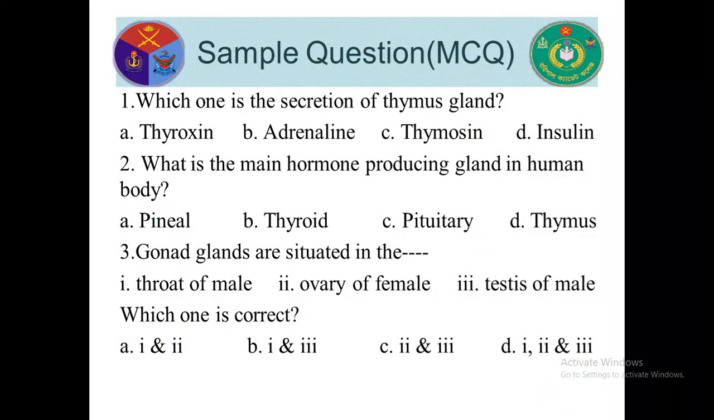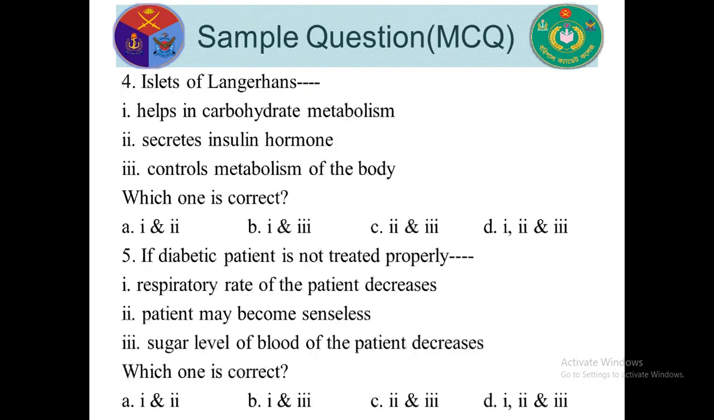Okay, your sample questions. First question: which one is the secretion of the thymus gland? A, thyroxine, B, adrenaline, C, thymosine, D, insulin. Number two, what is the main hormone producing gland in the human body? Pineal, thyroid, pituitary, thymus. Number three, gonad glands are situated in the throat of male, ovary of female, testes of male. Which one is correct? 1 and 2, 1 and 3, 2 and 3, 1, 2 and 3.